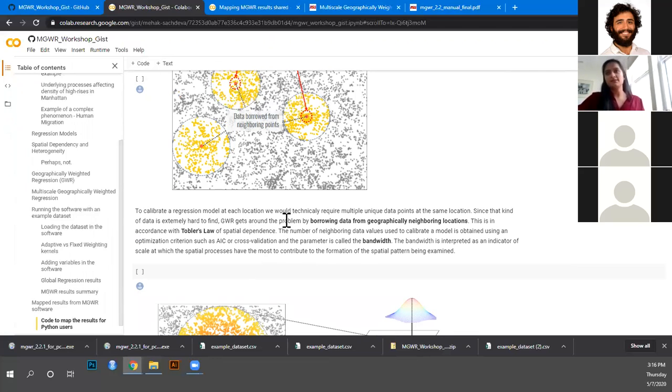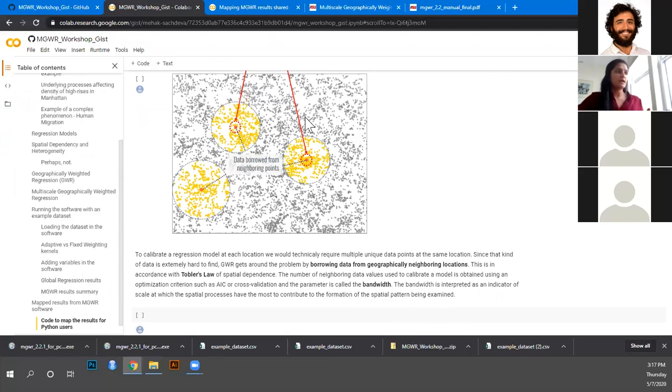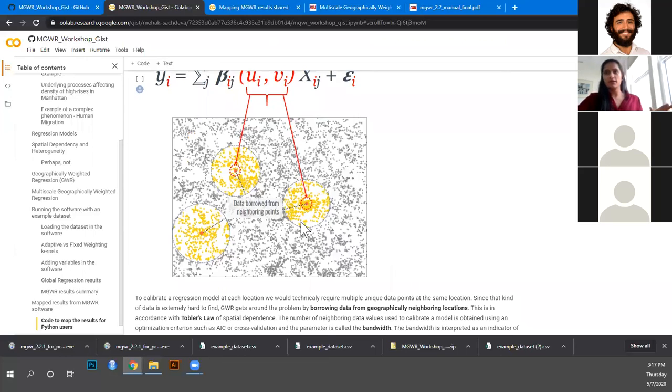And those optimization criteria often lead to this parameter called a bandwidth. So how many points, or what distance is being used for every calibration of the model, is called the bandwidth. And that is often interpreted as the scale at which the process is affecting the pattern in the most significant way, right? As you see, if there are so many points, and if this is the bandwidth, you can figure out that this is where the processes are kind of similar. And if you move out of the circle, the processes kind of change. So then it's kind of a regional scale from what I can figure here, right?